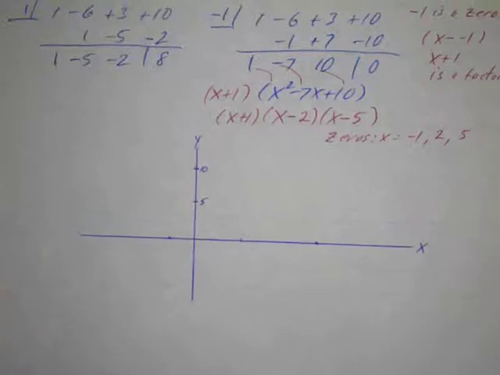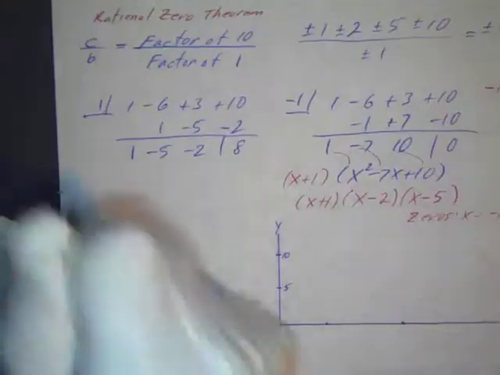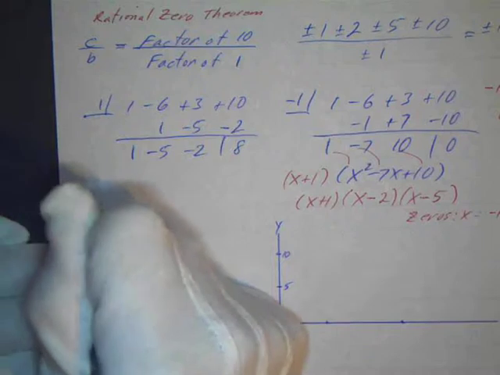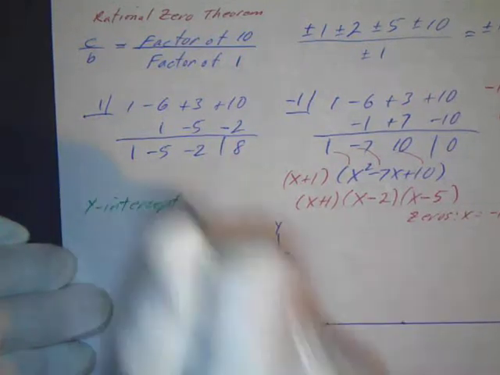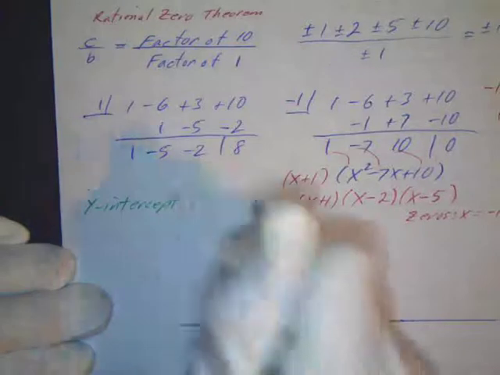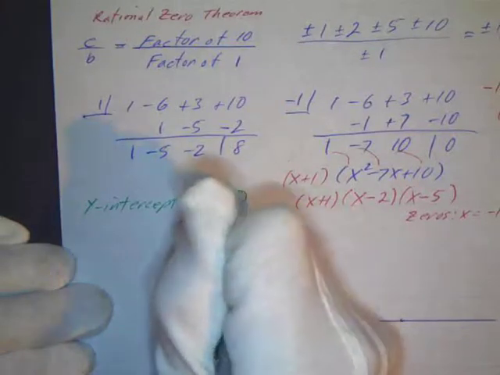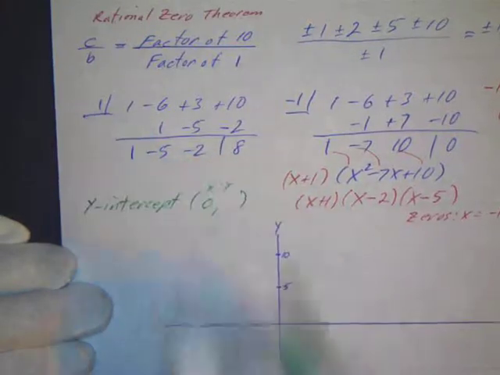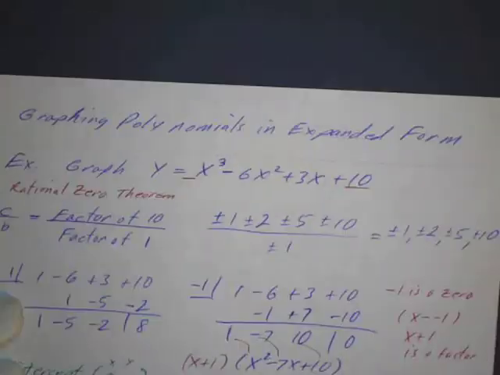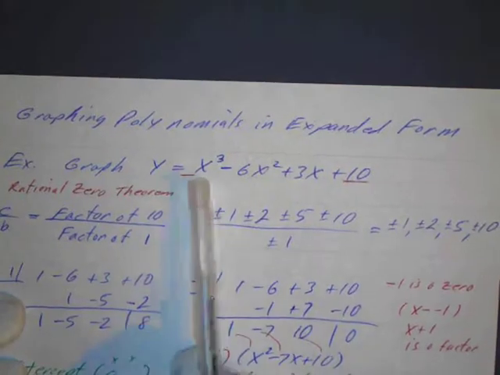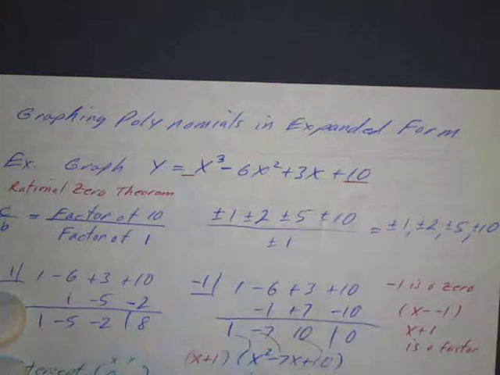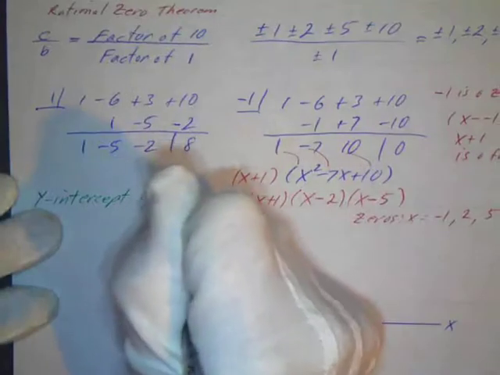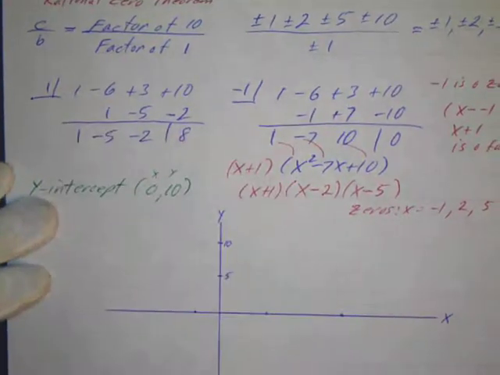Now we also can find the y-intercept, and the y-intercept is when x is 0. And that's going to be the point 0 something, because x is 0. So what's y when x is 0? Well, that's real easy when it's in expanded form, because this is 0, that's 0, that's 0, so the only thing left is y equals 10. So there's your intercept. So those are the 4 points we want to put on here.